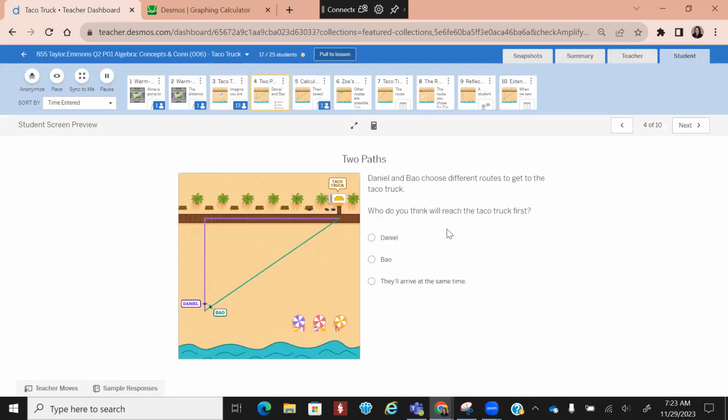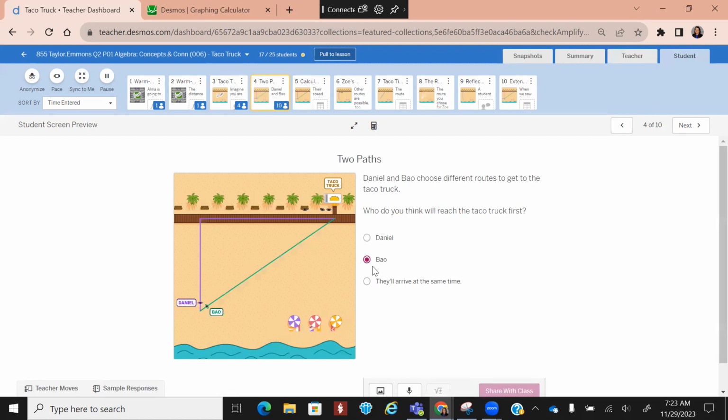Okay. So on slide 4, Daniel and I'm assuming that's Bo shows different routes to get to the taco truck. Who do you think was going to reach the taco truck first? The green one? Well, how would you know that? Okay, so Bo's going straight to it, and Daniel is like taking a longer route, right? It's going to take him a longer time.